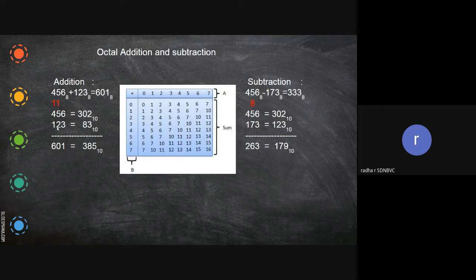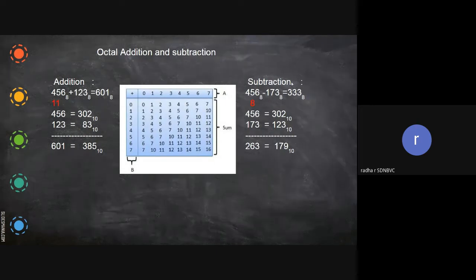Then 5 plus 2, it is 7. Then 7 plus 1, it is 10. So we write 0 and then 1 here. Then 4, 5, 6. So this is the octal addition. These two are octal numbers. When we add those two, we get this value. Now you can cross-verify your answer.